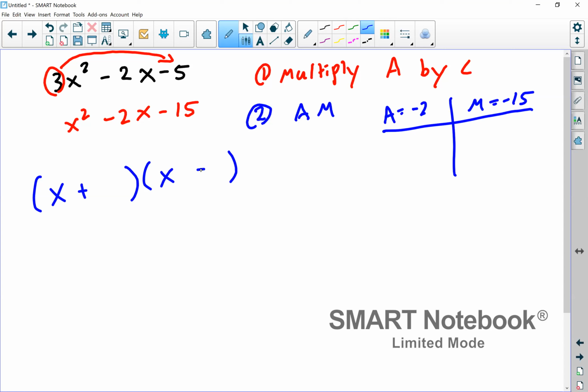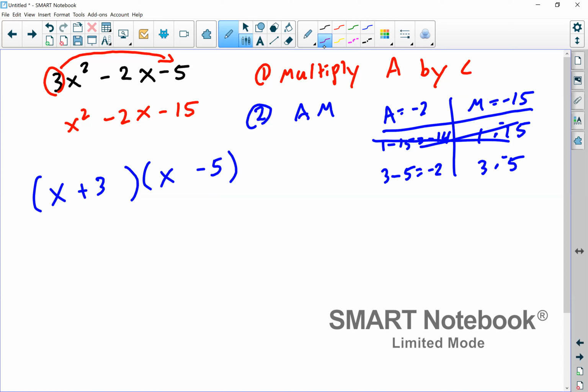So let's think of all the numbers that multiply to 15. 1 times 15 and 3 times 5. We said the bigger number has to be negative in this case, so negative 15 and negative 5. 1 minus 15 equals negative 14, so this doesn't work. 3 minus 5 equals negative 2, so that does work. So our positive number is the 3, and our negative number is the 5.